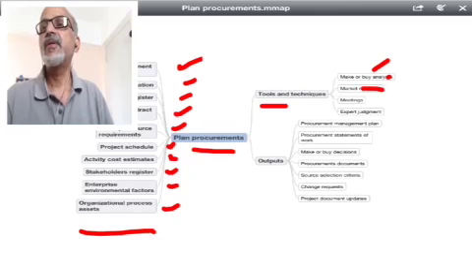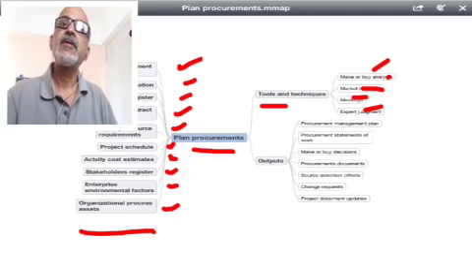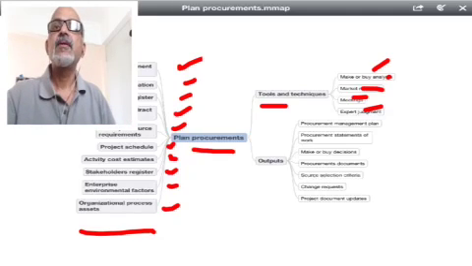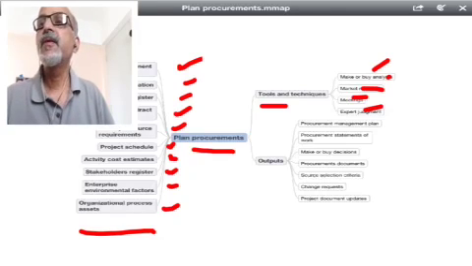For that, we may do some market research as well. Meetings is another tool, and expert judgment. Sometimes we bring in experts to advise us on what to procure, from whom to procure, those kind of things. So a consultant's help can be sought out here.